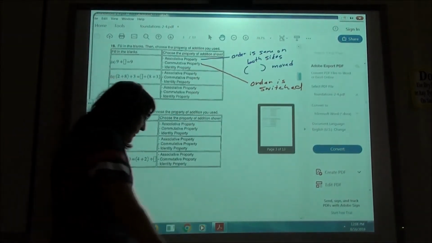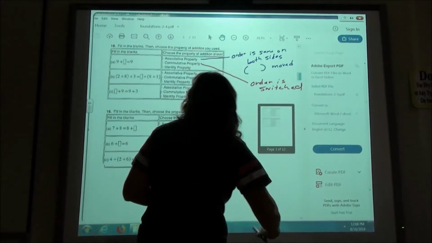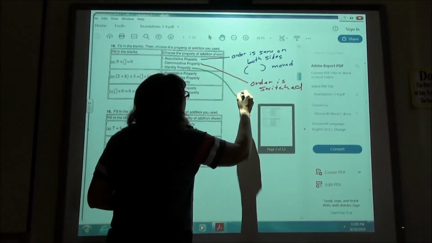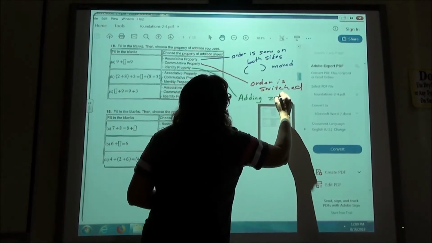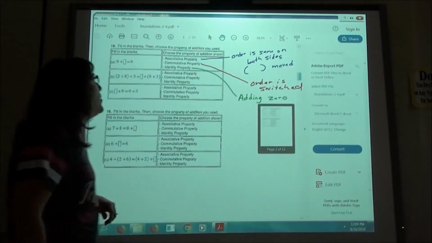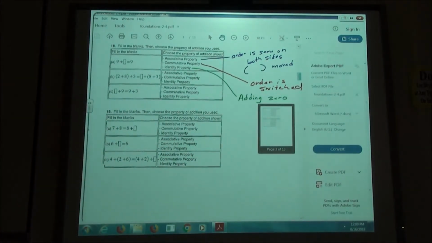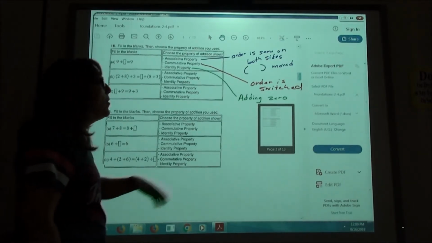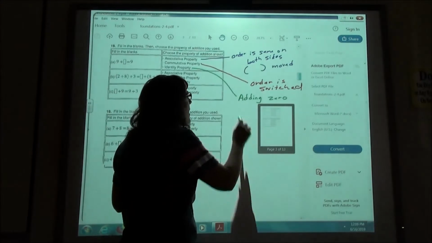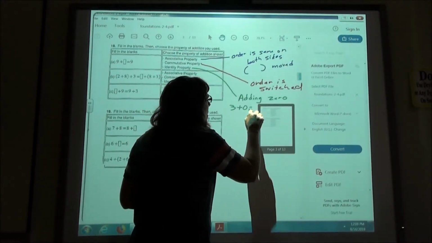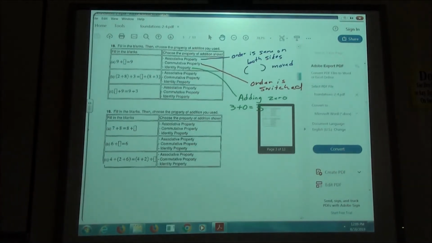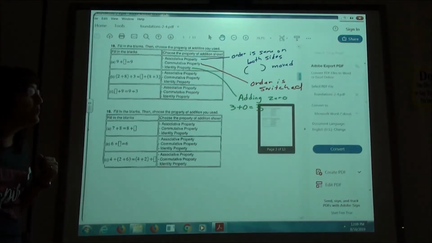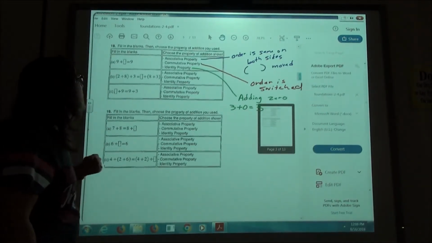And then we have the identity property. If I have the identity property, I'm adding 0. These are your adding properties. You have an additive identity property. You'll also get a multiplicative identity property. But what happens when you add 0 to something? If I take 3 plus 0, I'm still going to get the same answer, a 3. That's why they call it the identity property, because adding 0 doesn't change its value.